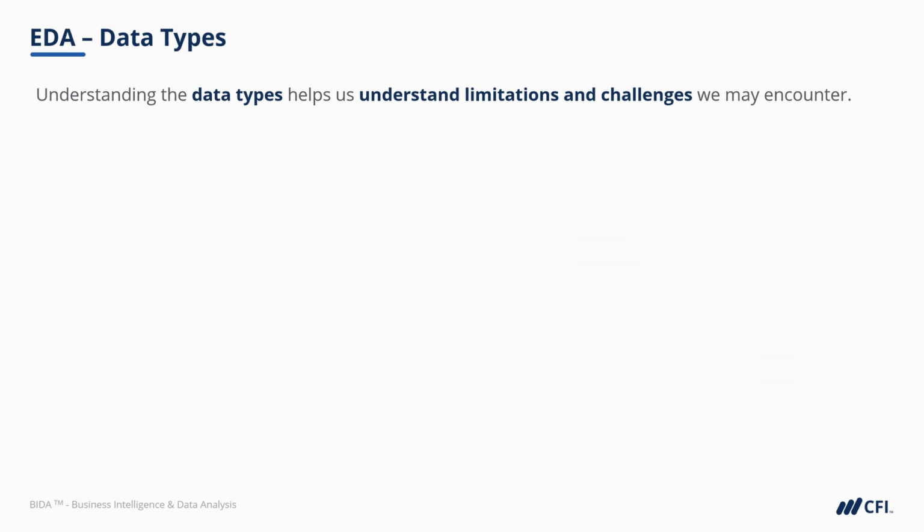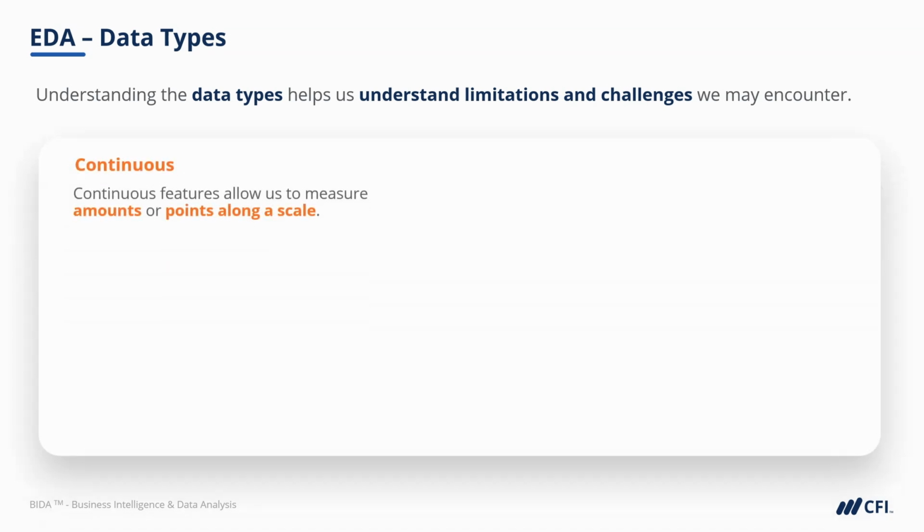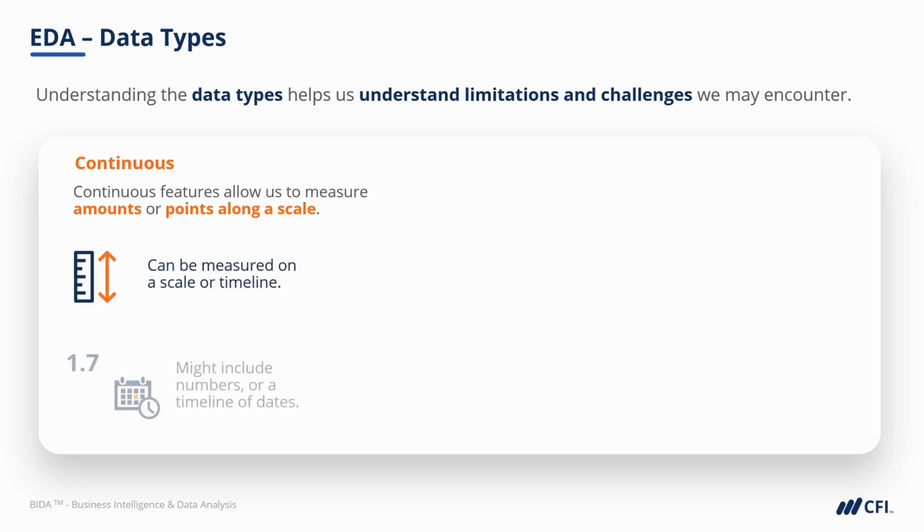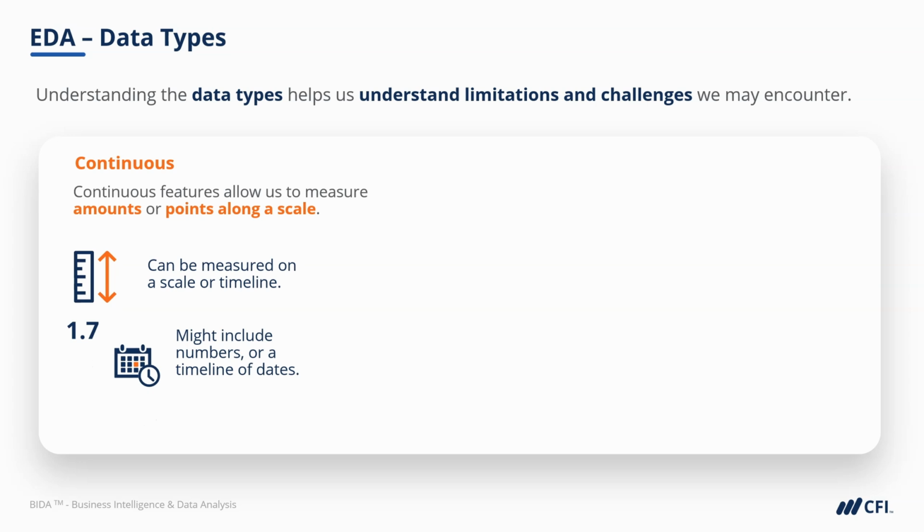Understanding the types of data in our dataset will help us understand its limitations and any challenges we're likely to face. There are typically two broad types of features, continuous and categorical. Continuous variables allow us to measure amounts or points in time. They can be measured on a scale or a timeline and are generally limited to numbers or a timeline of dates. And these are the easiest types of variables to work with.